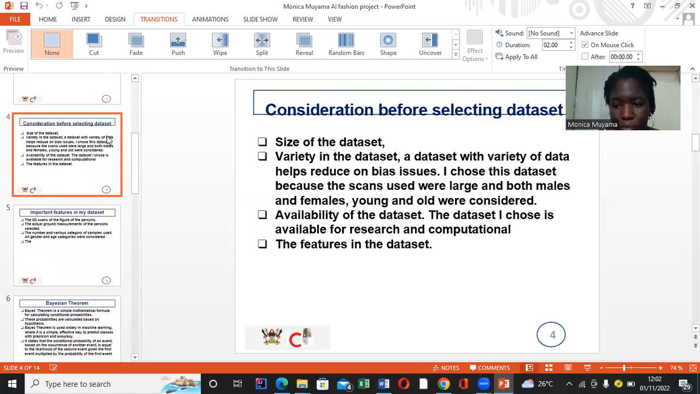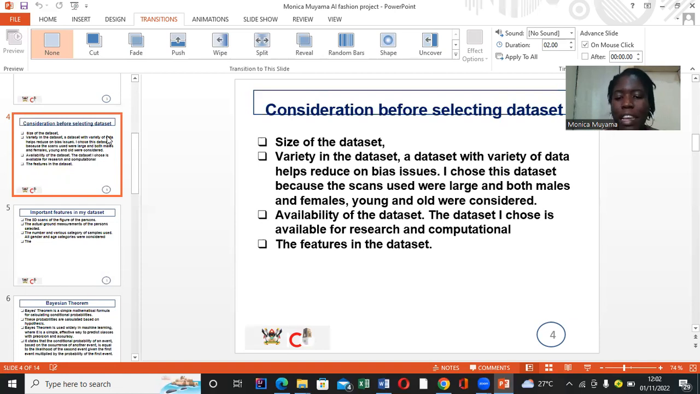So when I'm choosing my data set, I put a number of considerations into place. The size of my data set: I try to consider the size to be large in order to avoid bias in case we have a variety of data that you're working with. That helps us to be more accurate than when you're using little data.